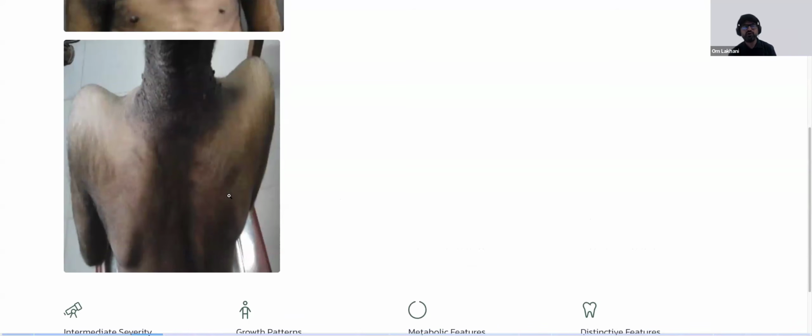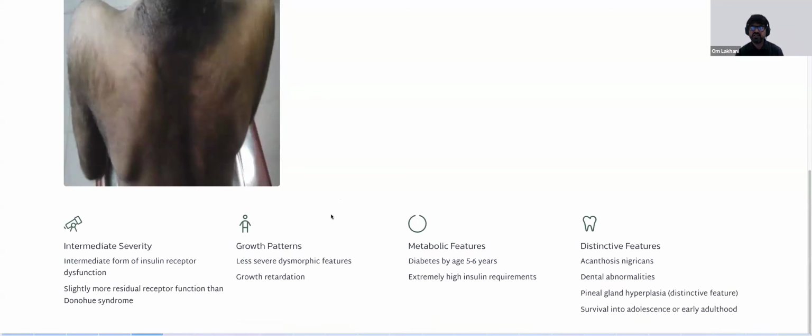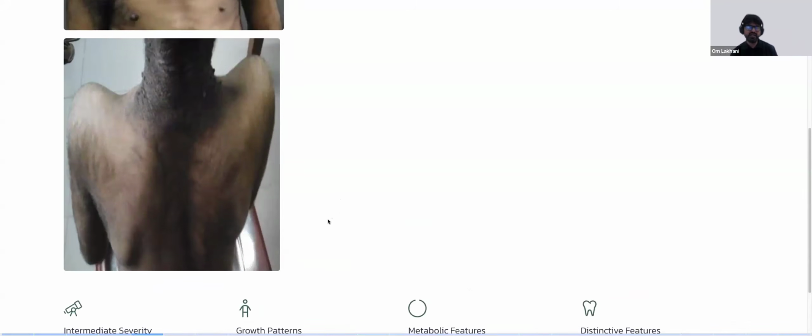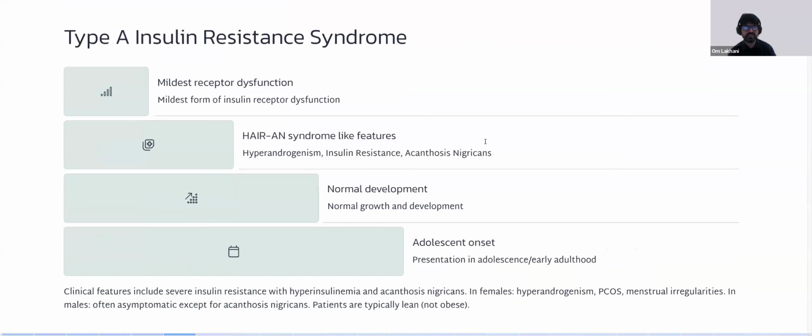They tend to have this type of acanthosis. You can see very severe acanthosis nigricans and hypertrichosis, right? So you can see the more extreme form of acanthosis. They also tend to have other growth abnormalities like dental abnormalities. You can see this pineal gland hyperplasia, and they can survive up till adolescence, but they generally die by that point of time. Very difficult to treat, and again, no specific treatment that you can give, and they start developing diabetes also at some point of time, right? So that's how typically these patients present, right?